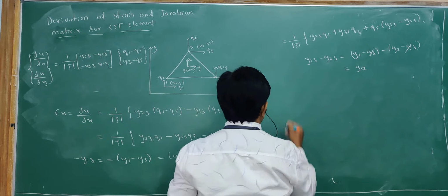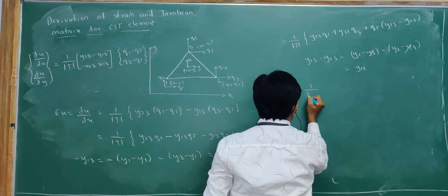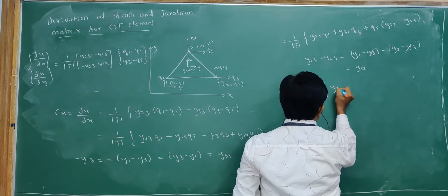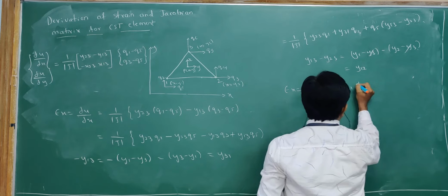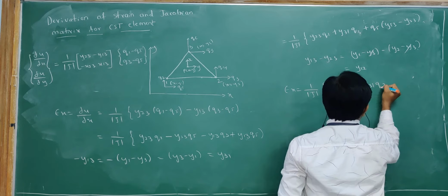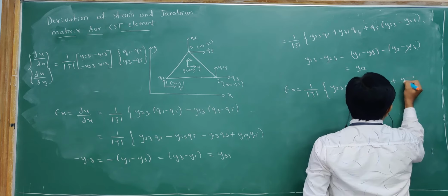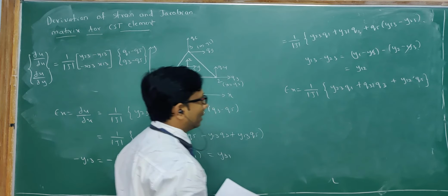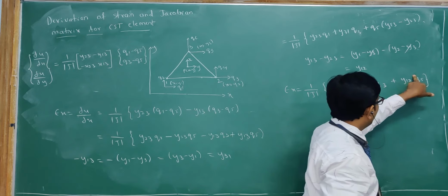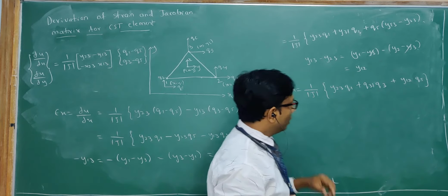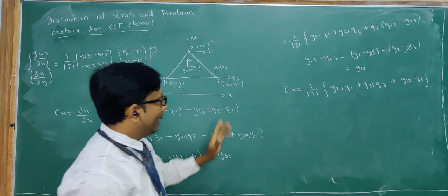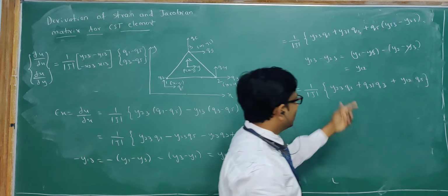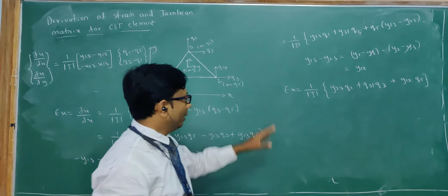So what will be epsilon x? Epsilon x is nothing but 1 upon determinant j into y23 q1 plus y31 q3 plus y12 q5. So this is epsilon x in this parameter, because you have 6 degrees of freedom for this: q1, q2, q3, q4, q5, q6. Epsilon x is relative to the x displacements, that is q1, q3, q5. So these are the parameters you need to consider. Okay, so this is epsilon x.